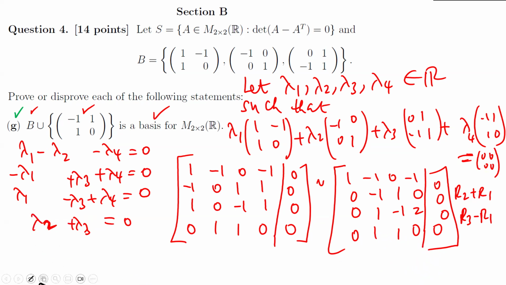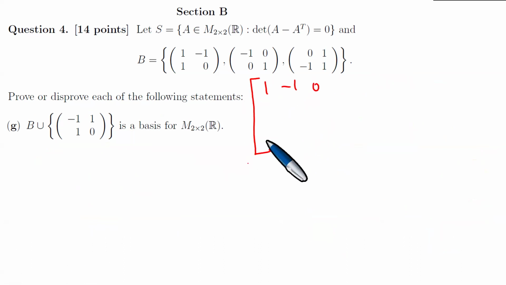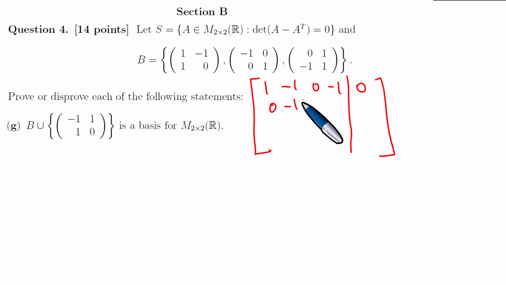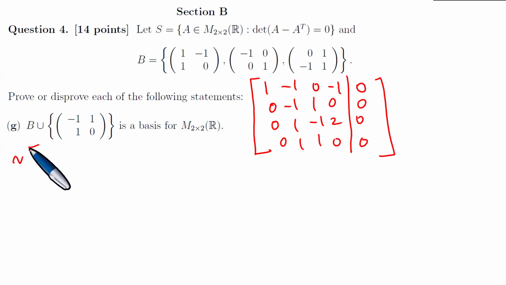Good. Now, I want us to take this matrix and put it here. Please make sure that we don't make mistakes and every entry is written correctly. So you have 0, minus 1, 1, 0, 0, and then we have 0, 1, minus 1, 2, 0. We have 0, 1, 1, 0, 0. Then now what do we do here? We're dealing with the pivots and other things.